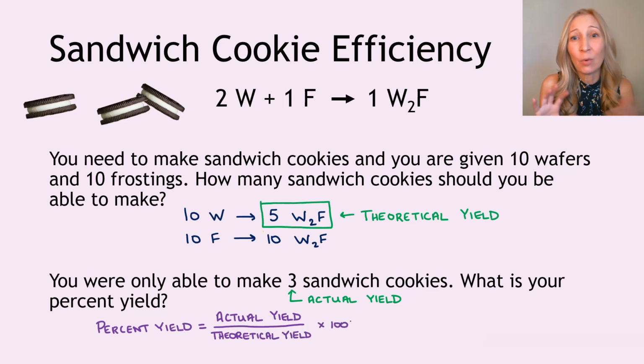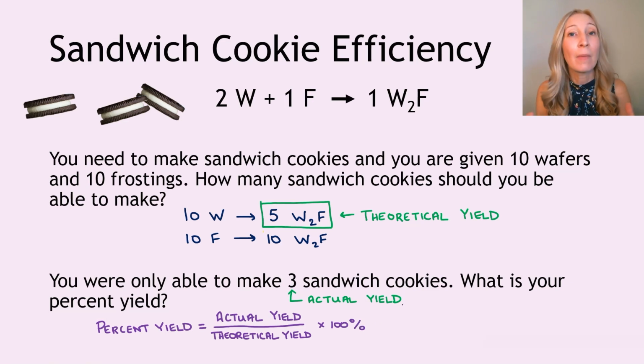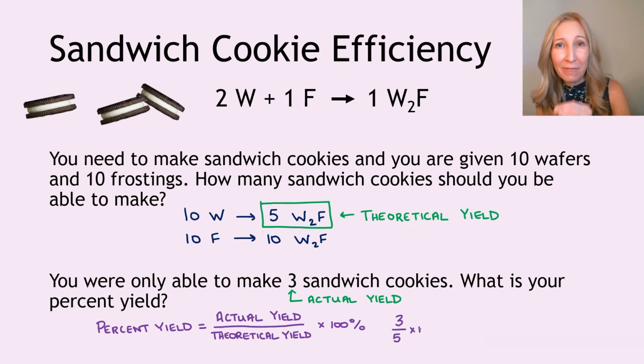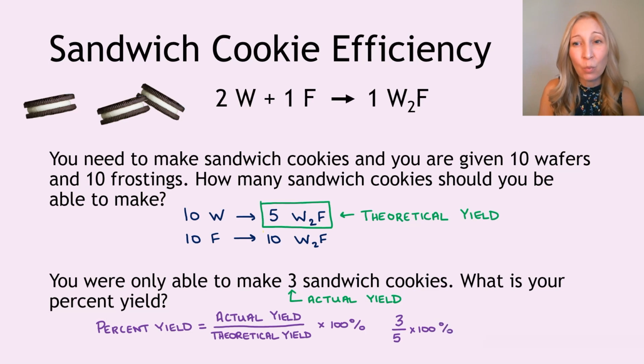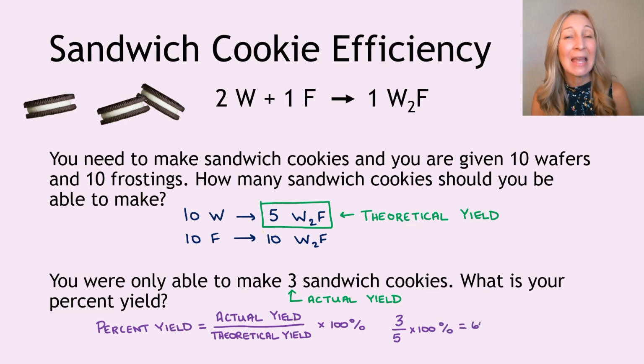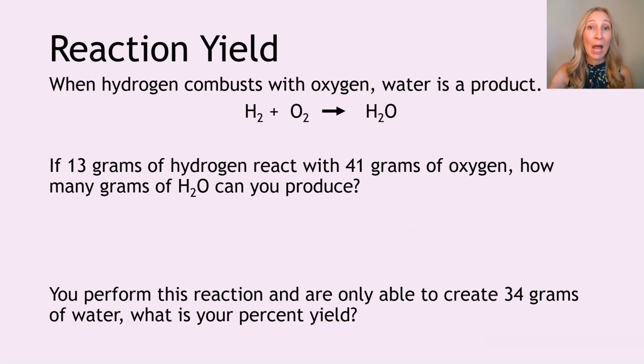Now, in our scenario, we broke some of the wafers, which made them unable to form cookie sandwiches. We could only make 3 out of the 5 sandwiches that we should have been able to make. This gives us a 60% yield. Now we can tackle a chemistry problem. Pause the video, see how much of it you can do on your own, and then when you're finished, push play and check your work.